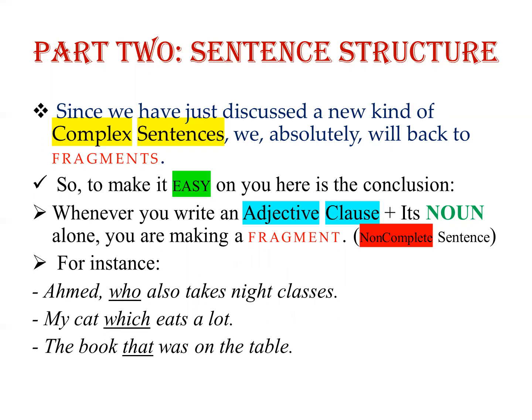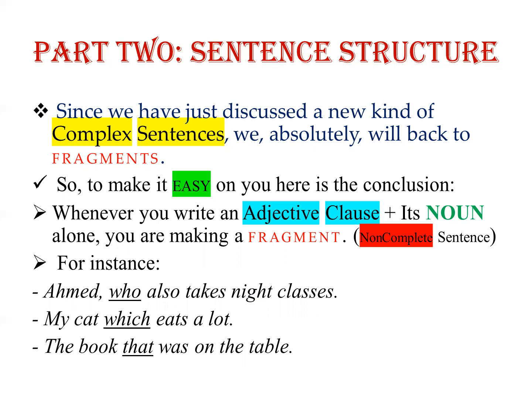For instance, here is the noun: Ahmed, who also takes night classes, and I stopped. The cat which eats a lot, and I stopped. The book that was on the table, and I stopped. You can observe and notice that there is no complete meaning. If I came to you and told you, my cat which eats a lot, and I put a period and stopped, what would you understand? Absolutely nothing. There is no complete idea here.